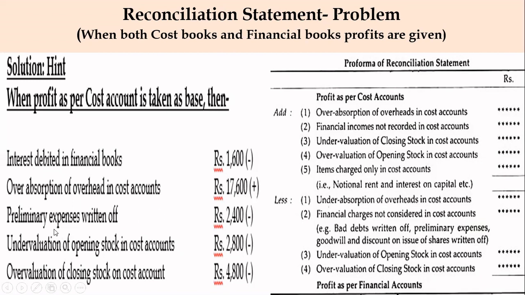Preliminary expenses, again it is an expense, you have to deduct it. Undervaluation of opening stock, you have to deduct it. Overvaluation of closing stock in cost account, you have to deduct it. So only one item we are going to add and other things are to be deducted. So let us solve this problem now.